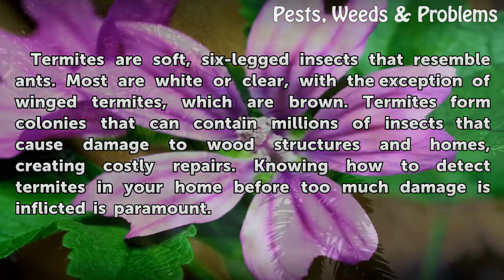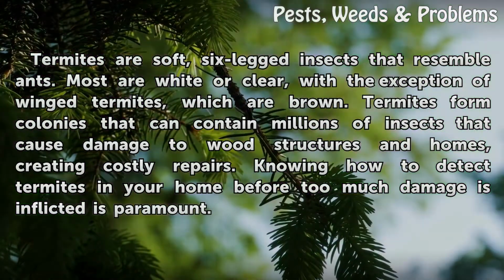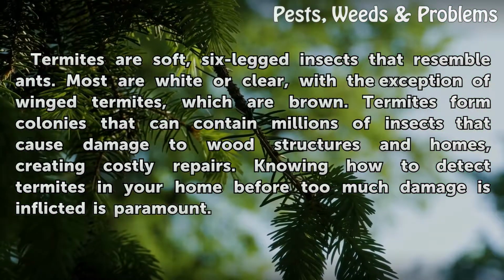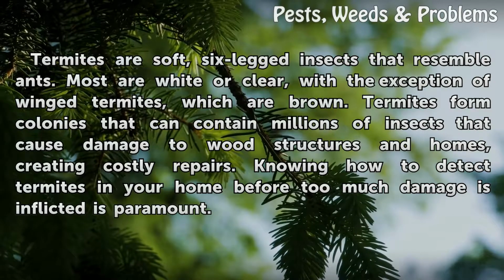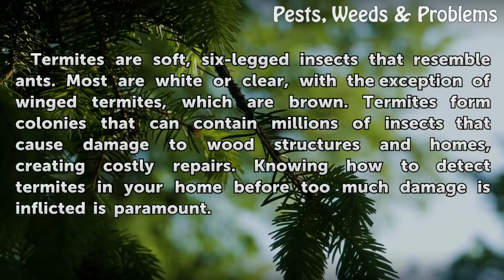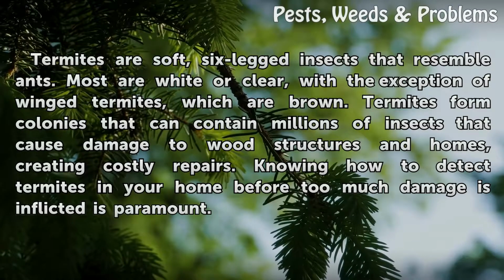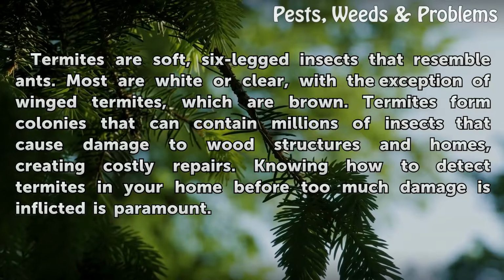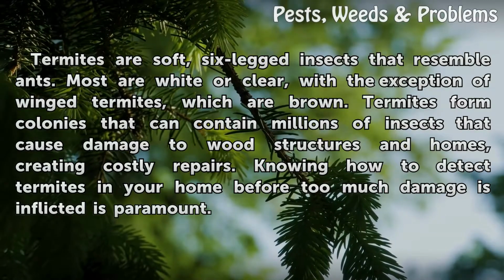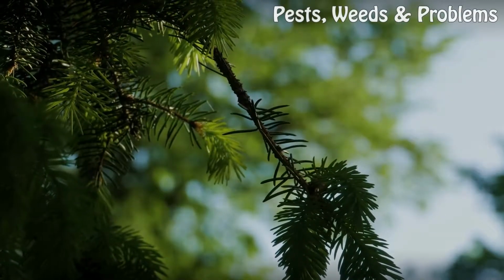Termites are soft, six-legged insects that resemble ants. Most are white or clear, with the exception of winged termites, which are brown. Termites form colonies that can contain millions of insects that could cause damage to wood structures and homes, creating costly repairs. Knowing how to detect termites in your home before too much damage is inflicted is paramount.